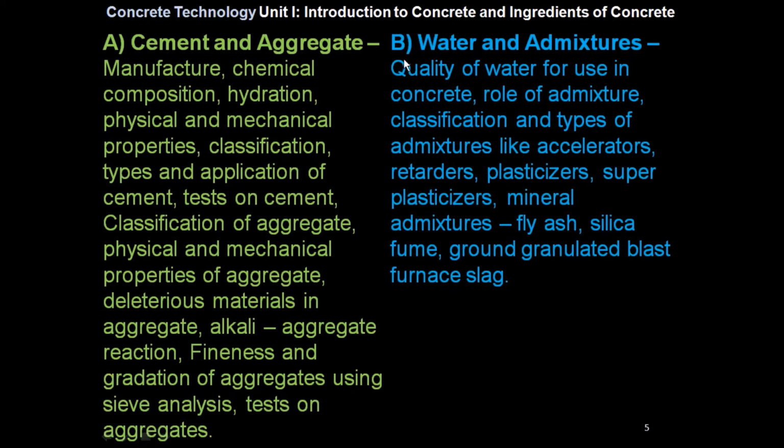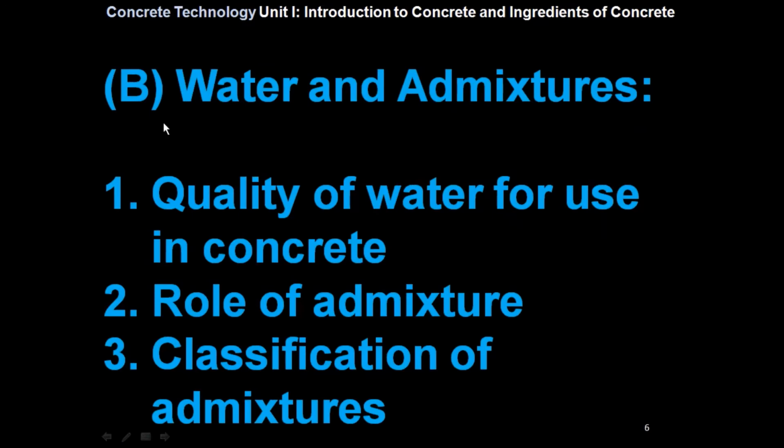It also includes Part B, water and admixture, which includes quality of water for use in concrete, role of admixture, classification and the types of the admixtures like accelerators, retarders, plasticizers, superplasticizers, mineral admixtures such as fly ash, silica fume, ground granulated blast furnace slag. Now we will see the Part B, water and admixture. First, quality of the water for use in the concrete. Second, role of admixture, and third is the classification of the admixtures.